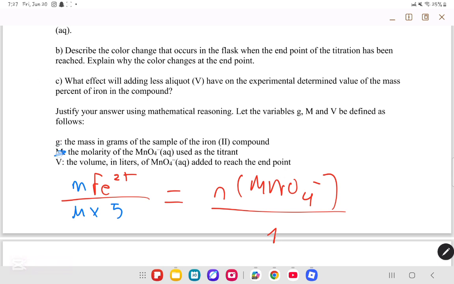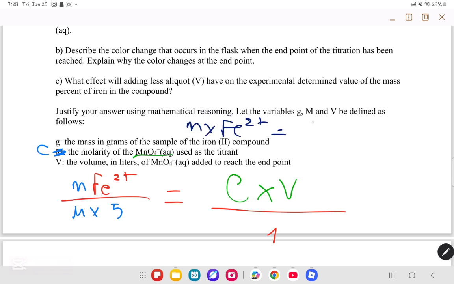But here there's a bit of a trick. They said use M as molarity. I think I will use C, just to continue solving properly. So the number of moles over the coefficient: 1 over n over 5, and the number of moles is mass over molar mass. Whereas for the MnO4-, we have its concentration, so it's concentration C times the volume. Now we're going to do cross multiplication. It's the mass of Fe2+ equal to concentration times volume times molar mass times 5.